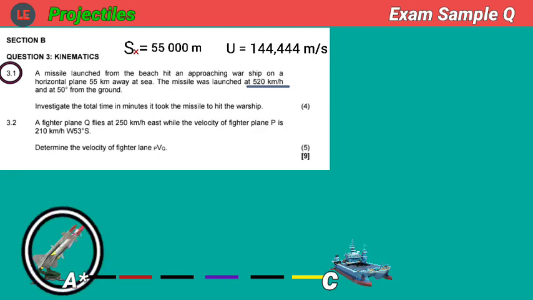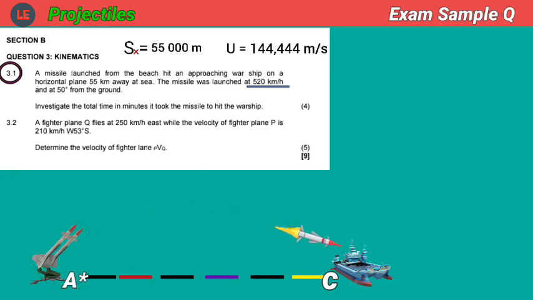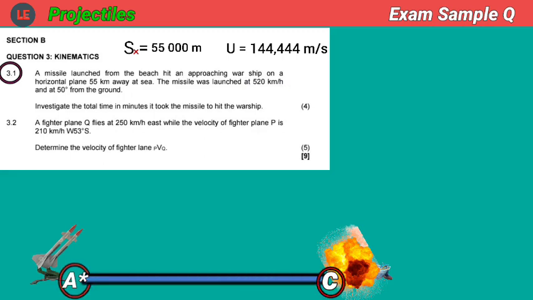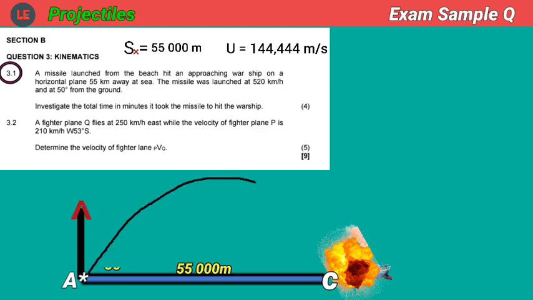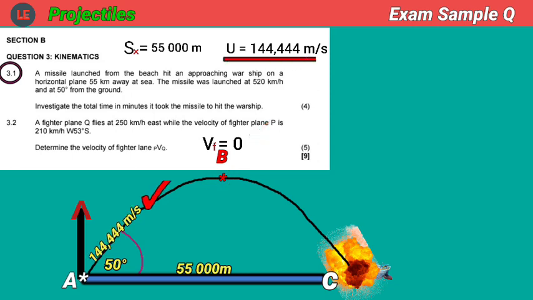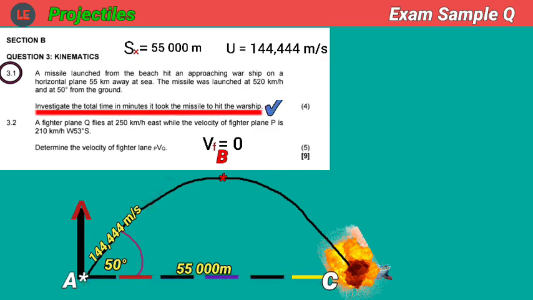Let us roughly draw an illustrating sketch. The missile is fired from this point A, it moves making a parabolic shape to hit the warship on this point C. This path along the ground from point A to point C is the horizontal distance, as I said we call it range, which is 55,000 meters away. Let us say the maximum height reached by this missile in the air, let us label it as point B. At point B, the final vertical velocity of this missile is 0, and its initial velocity is 144.444 meters per second. We are required to calculate the total time it took the missile to hit the warship.